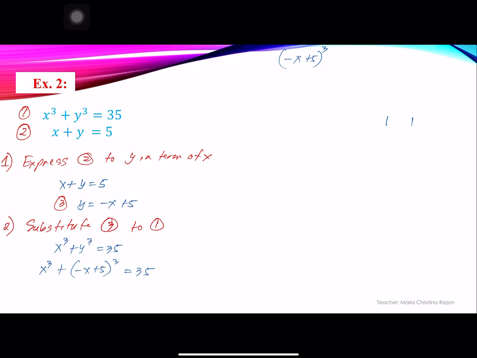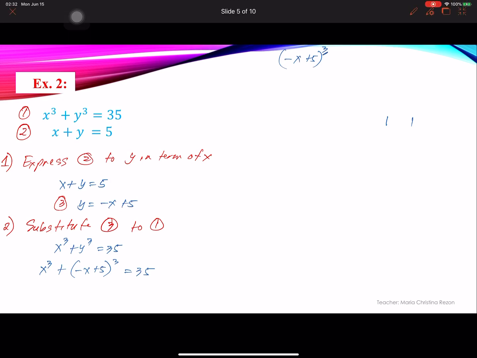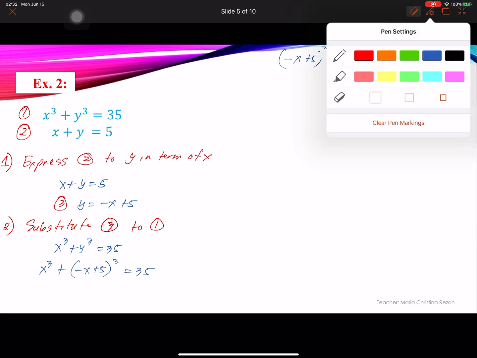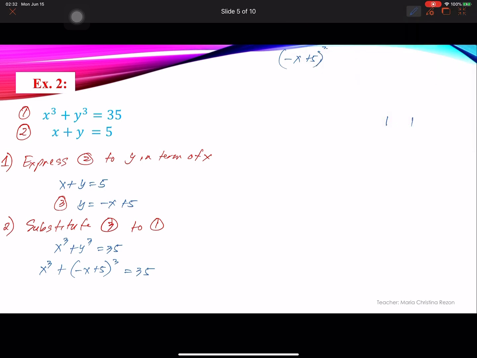Since we have the power of 3 here, there will be 4 terms in our expansion. So you will have 1, and then you will have 3, 3, 1. In other words, these are the coefficients of our terms.